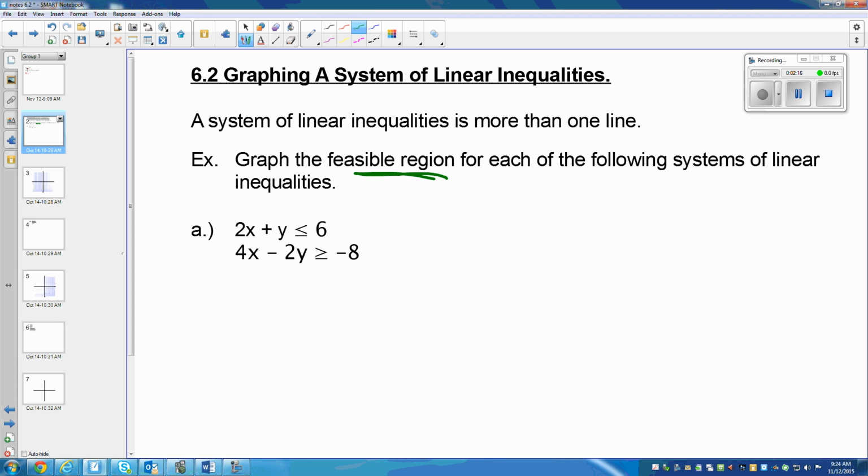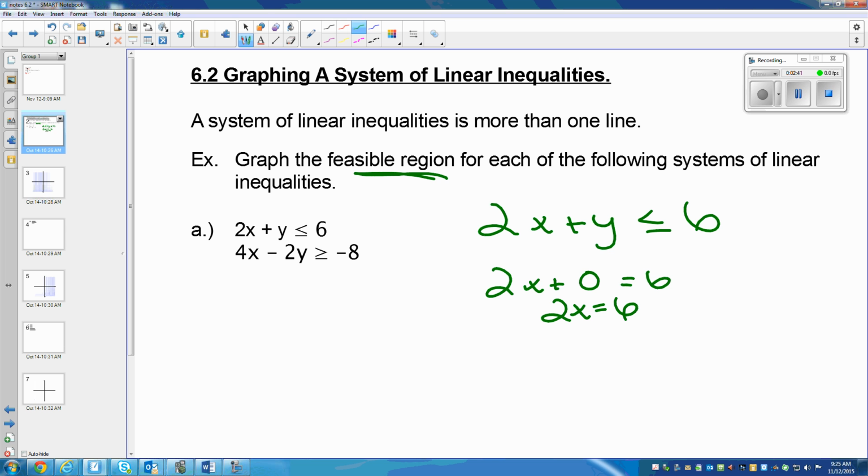Okay, so this first one, 2x plus y is less than or equal to 6. I'm going to find the intercepts. The x-intercept is when y equals 0. So 2x plus 0 is equal to 6. Remember I go with the equal to because we're doing the actual line. So this gives me 2x is equal to 6. I divide by 2. x is equal to 3. So my point is 3 comma 0. So I found my x-intercept.